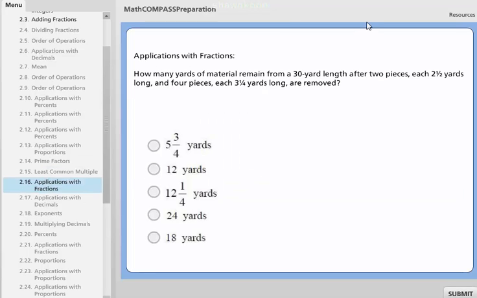So that's good. So the next question is 2.16. How many yards of material remain from a 30-yard length after 2 pieces each 2.5 yards long and 4 pieces each 3.25 yards long are removed? So let's see. Okay, so 2.16. So they said there's a 30 yards long material, right? I'll just put yard like this.